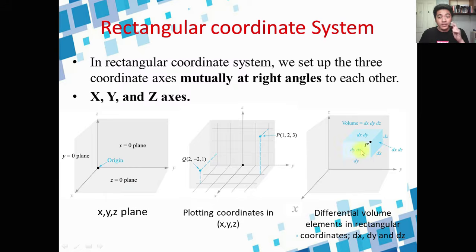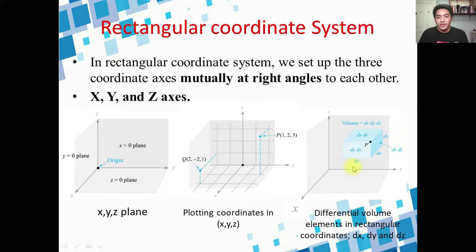If that point is on the side of the space of the cube, it is dx dy here. Why? No z, because there is no height in here. And we have here dx dz. Why? Because there is no y direction in this face of the cube.